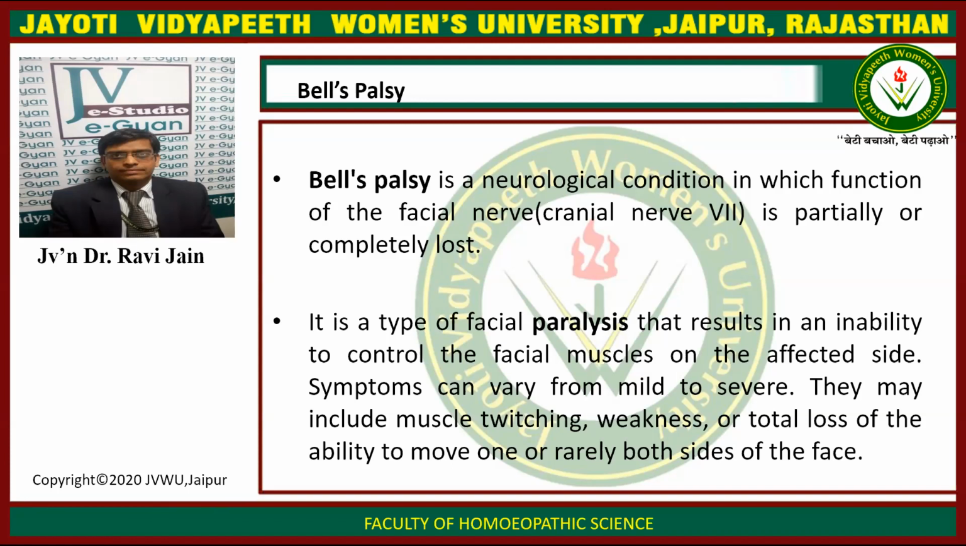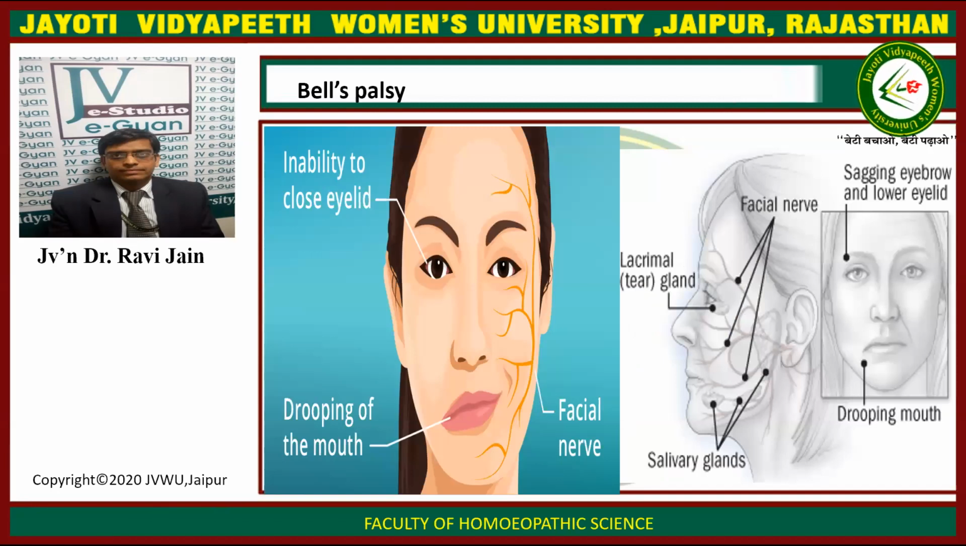In facial palsy, the facial muscles on the affected side lose their control by the facial nerve. The symptoms can vary from mild to very severe, and may include involuntary muscle twitching, weakness of the muscles, or total loss of the ability to move one or maybe both sides of the face. The nerve controlling the muscles loses its control, and the muscles become lax and flaccid, and we are not able to control them. So this is the picture of the symptoms which are commonly seen.